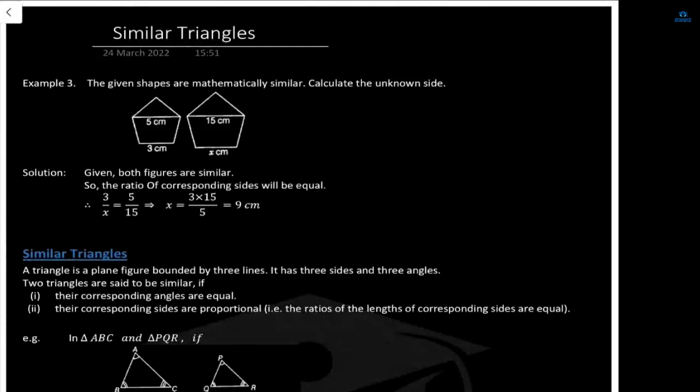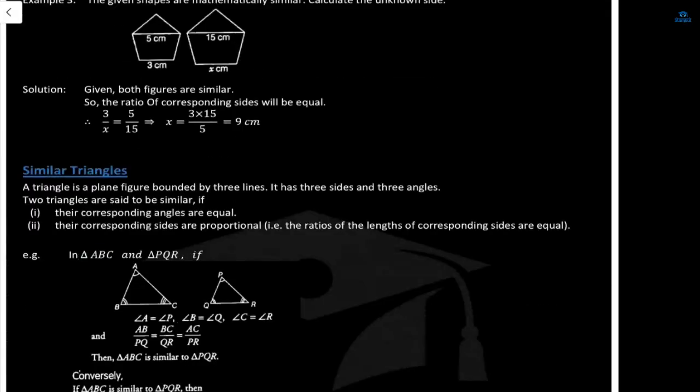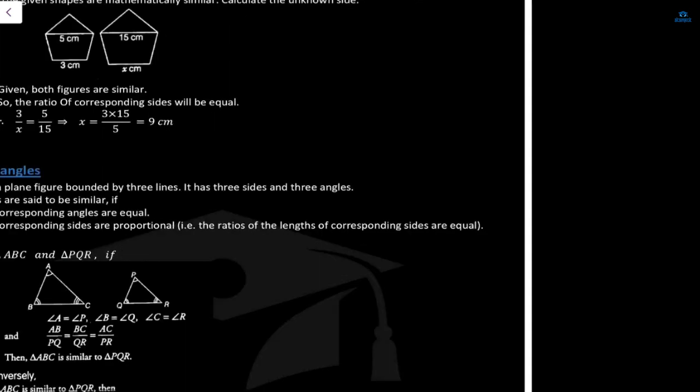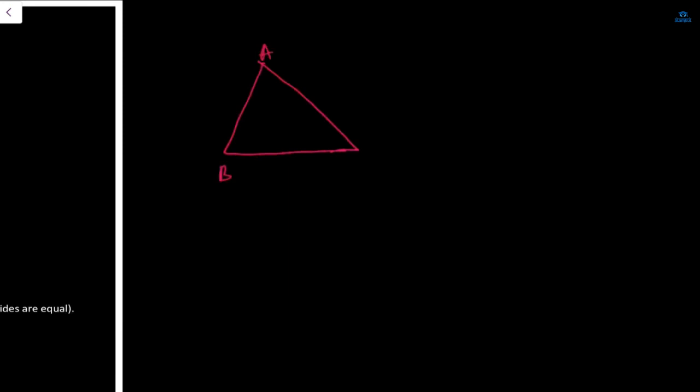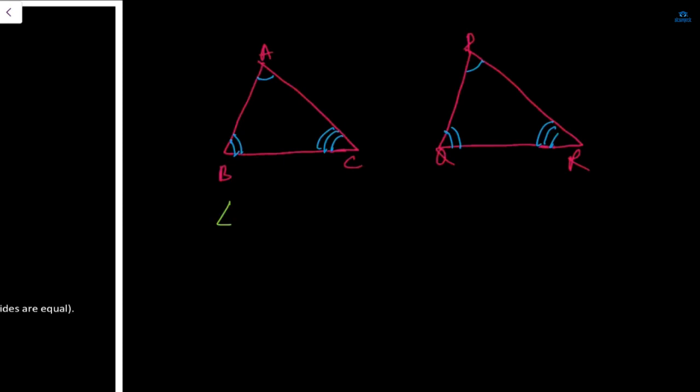If these two are there, then the two triangles are similar. That is, their corresponding angles are equal and the corresponding sides are in proportion, or you can say the ratio of the lengths of the corresponding sides are equal. Then the two triangles are said to be similar. For example, if we draw any two triangles ABC and PQR, angle A is equal to angle P, angle B is equal to angle Q, and angle C is equal to angle R. That is the first condition, that all the corresponding angles should be equal.